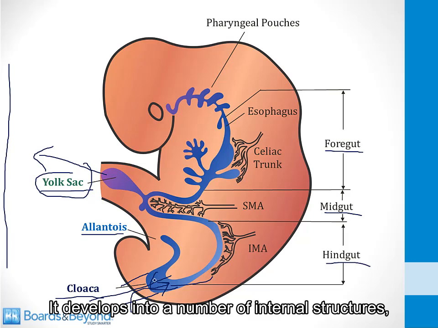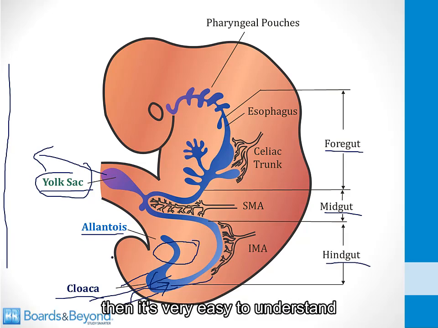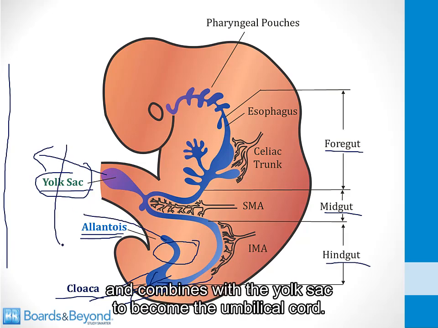It develops into a number of internal structures, including the bladder, which will form right about here. And if you understand that, then it's very easy to understand what happens to the allantois. It grows in this direction and combines with the yolk sac to become the umbilical cord.